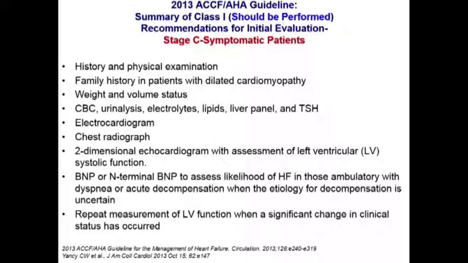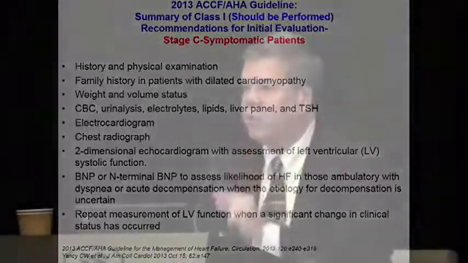And if the patient presents to us decompensated, yes, we'll get the test. If the patient presents to us as a new patient, yes, we'll get the test, because it's not only helpful in the diagnosis, it's also helpful in the prognosis, both for preserved and reduced EF. Repeat measurement of LV function only should be done, repeat echo, when a significant change in clinical status has occurred. Okay, these are all class one level of evidence tests.